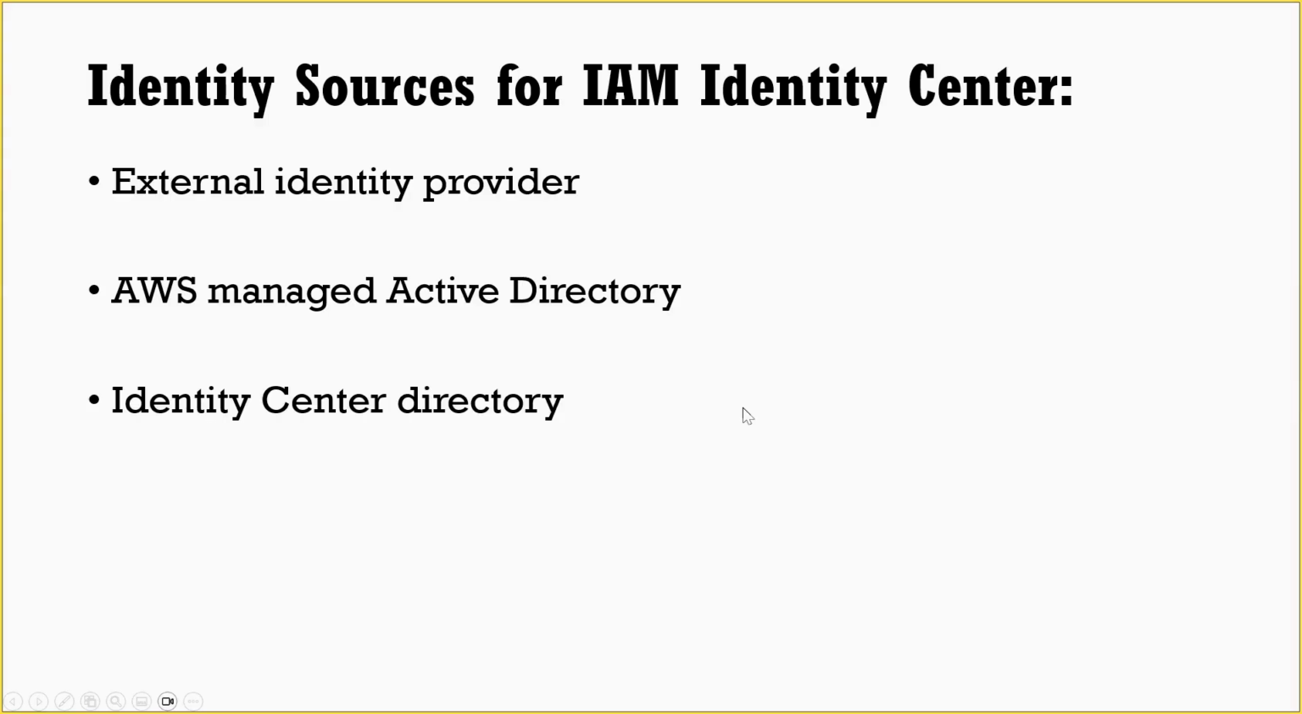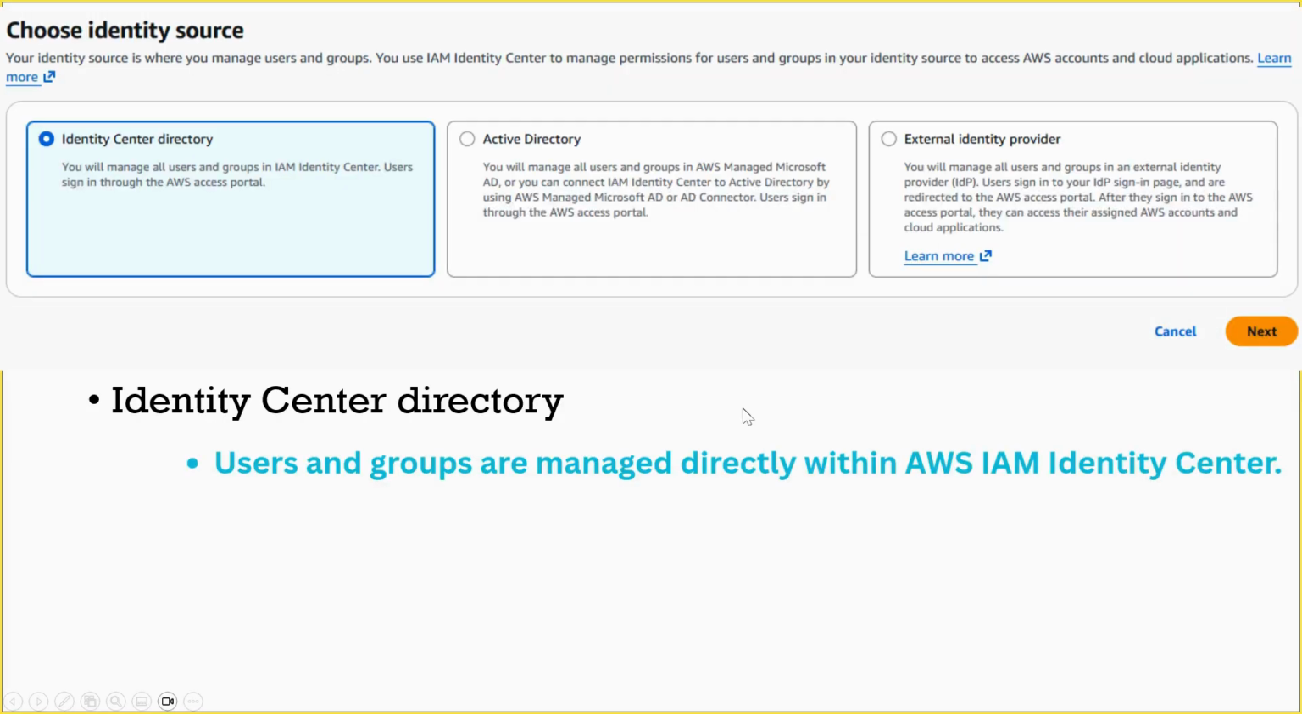The third option is the Identity Center directory. When you enable AWS IAM Identity Center for the first time, AWS automatically configures an Identity Center directory as the default identity source, unless you choose a different identity source during setup. With the Identity Center directory, you create and manage your users and groups directly within AWS IAM Identity Center. You can then assign the appropriate permission sets to those users and groups, giving them access to the required AWS accounts and applications. This option is ideal for smaller organizations or learning environments where you don't already have an external identity provider or Active Directory.